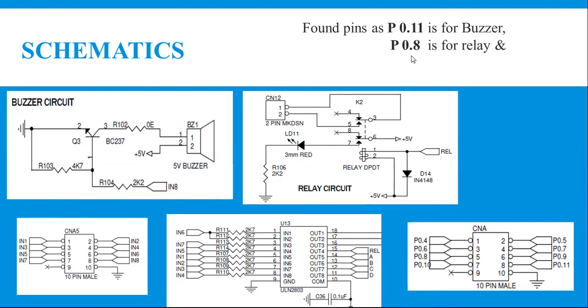So we identified 2 pins. The first one is the 11th pin of port 0 to control the buzzer, and the second one is the 8th pin of port 0 to control the relay. Both will act as output ports. That is essentially our microcontroller should send the value through these ports. So obviously these 2 ports are output ports.